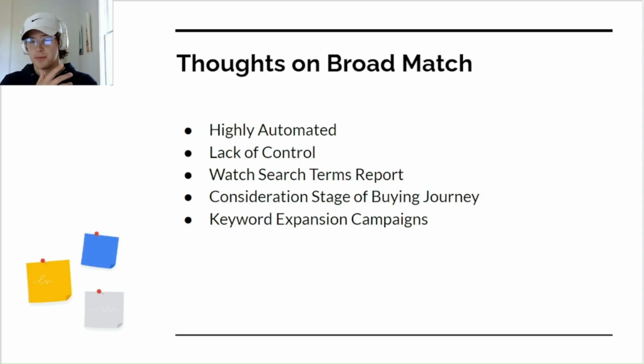Okay, so thoughts on broad match. I wanted to create a dedicated slide for this because Google's really updated broad match in the last few years, right? We used to have broad match modifier, now there's really just broad match. And Google as an institution is really trying to push this match type. So think about this before you really leverage it. It's highly automated, right? So it takes a lot of the control out of your hand.